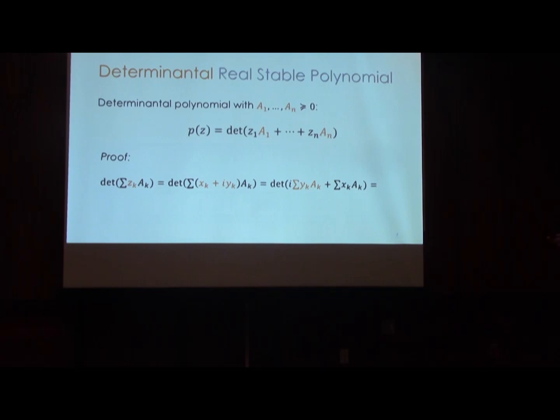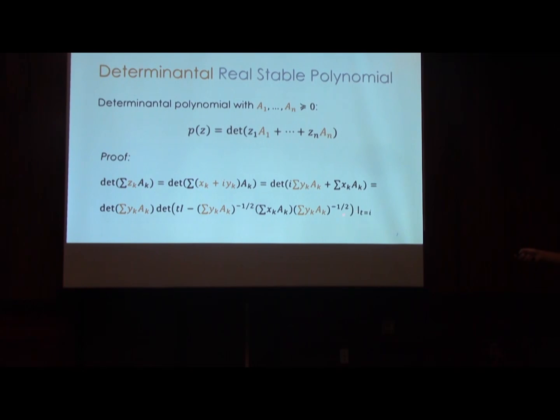So here's a short proof of why this is true. Let's say that we plug in some Zi's in the upper half plane, and this turns out to be 0. So you can write the determinant in this way, right? I'm going to separate the real part and the imaginary part. Okay?